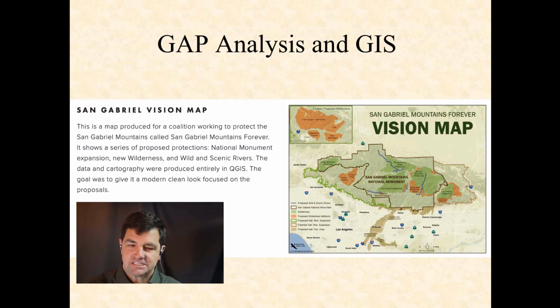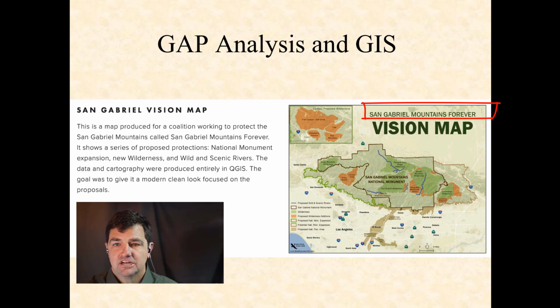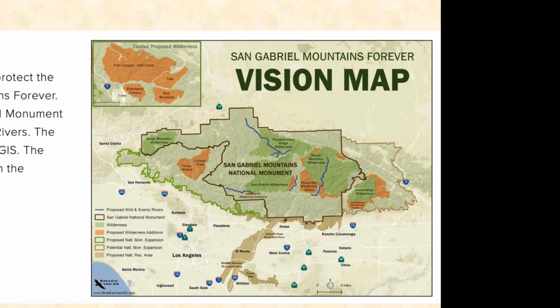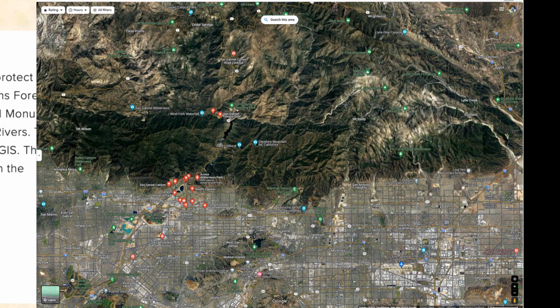So this is a map produced by a professional company called the San Gabriel Mountains Forever using GIS. And the map shows the San Gabriel Mountains National Monument. And this, by the way, is one of my favorite local spots to hike and bird watch and go fishing and camping and all that.